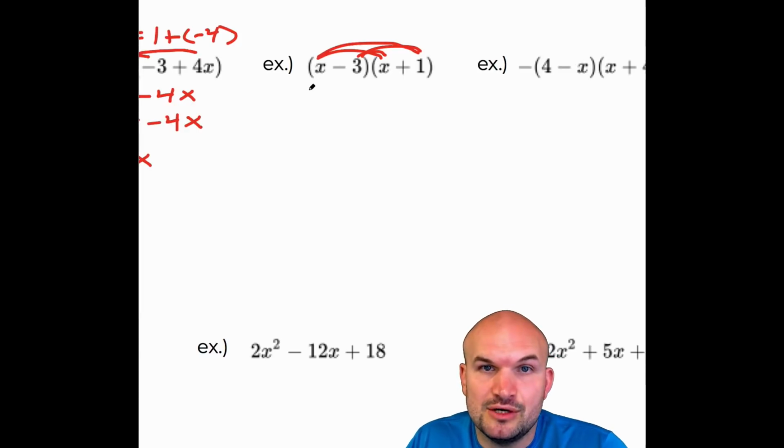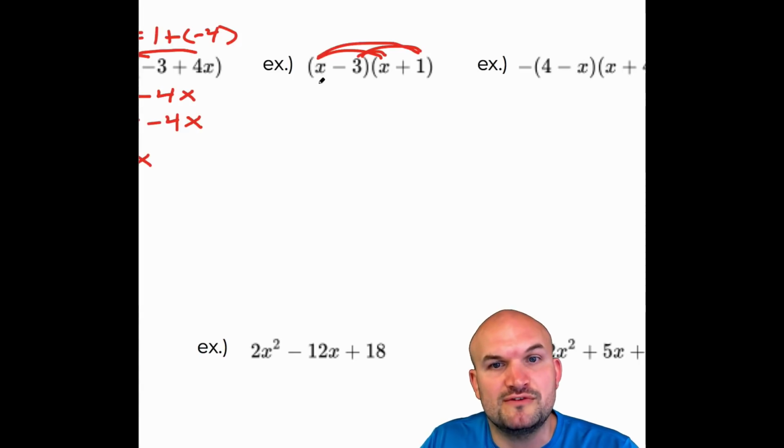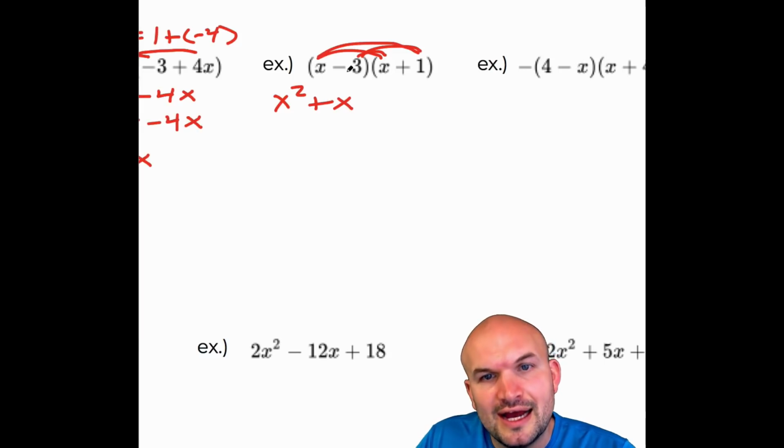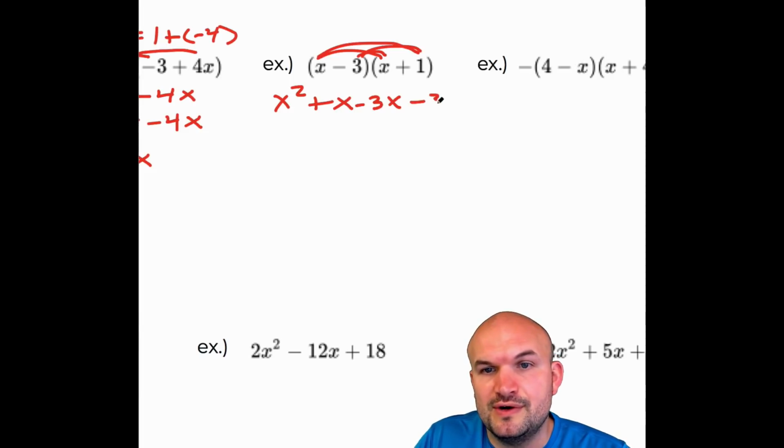So a lot of times, once we get into pre-calculus, I start doing these rather quickly and I don't show my work. So it's important for students just to remember, I'm multiplying everything by everything. So I have x times x, which is x squared. I have x times 1, which is 1x, which I can just write as x. I have negative 3 times x, which is a negative 3x. And I have negative 3 times 1, which is going to be a negative 3.